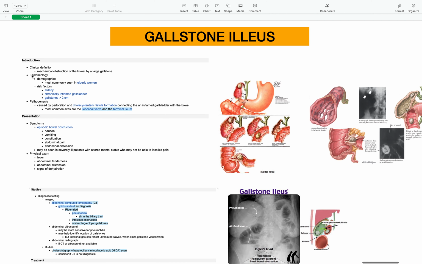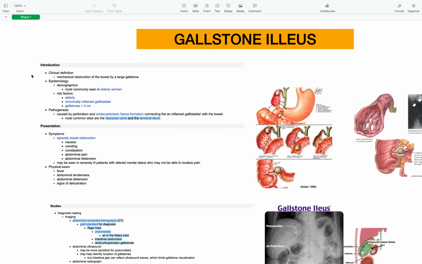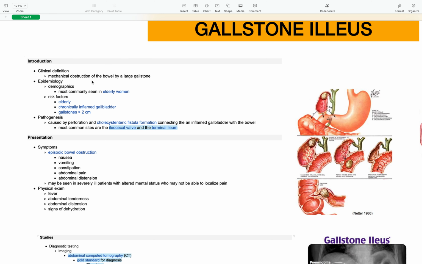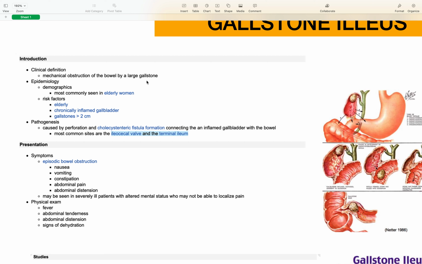So let's dig in. So what is gallstone ileus? It's a mechanical obstruction of the bowel by a large gallstone. Commonly seen in elderly women. Risk factors associated with gallstone ileus are being elderly, a chronically inflamed gallbladder, and gallstones more than 2 centimeters.